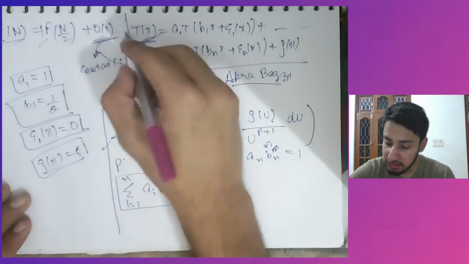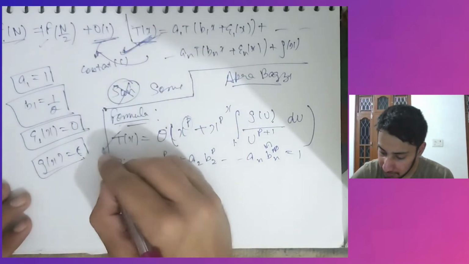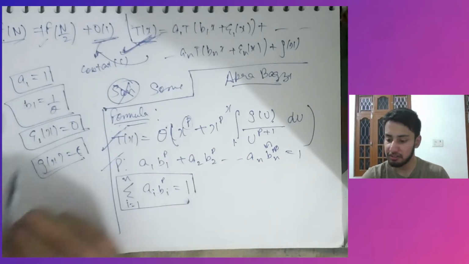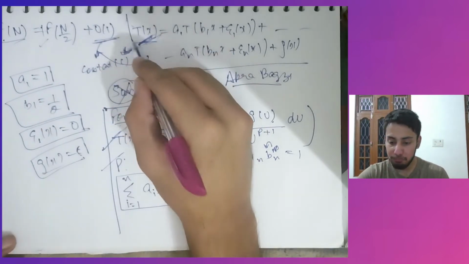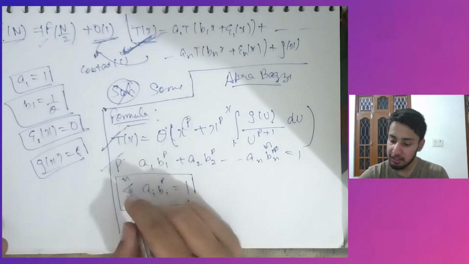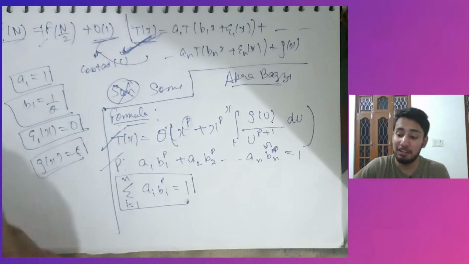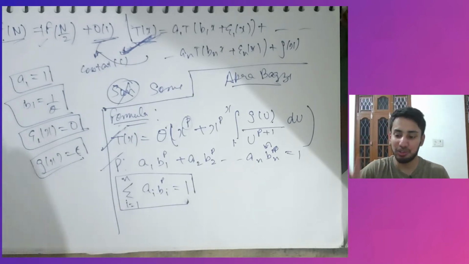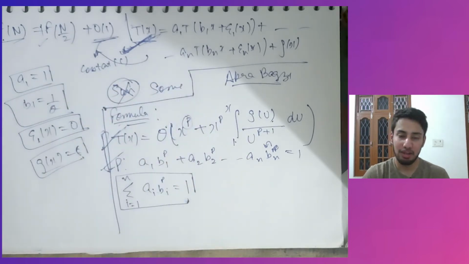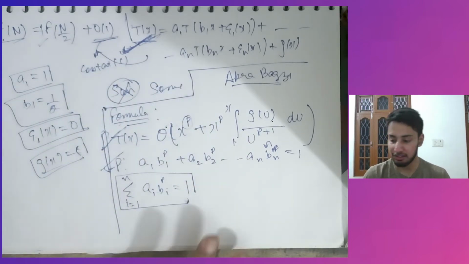What do you have to learn? Three things. What are these three things? What is the form of divide and conquer? What is the formula of the Akra-Bazzi method? And what is this p? That's it. It's basically not three things, two things only, because this is actually one thing: the formula and the form. Formula and form. That's it.